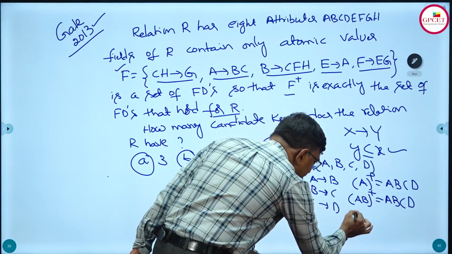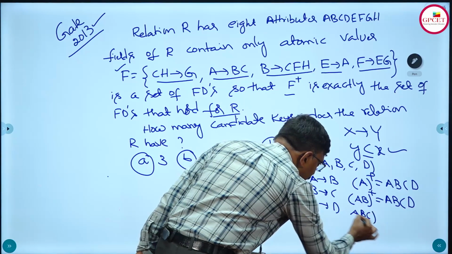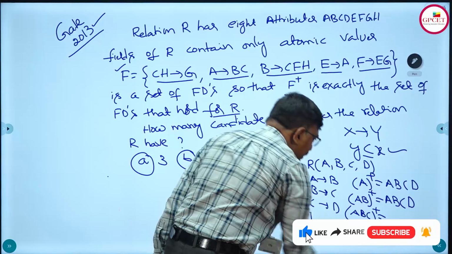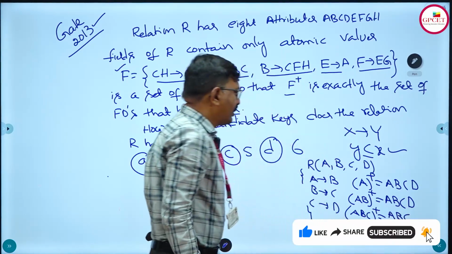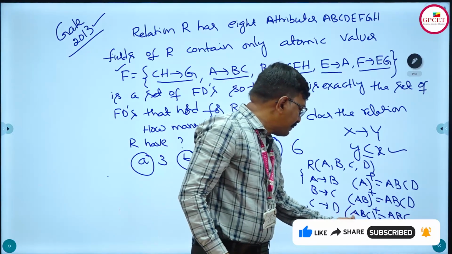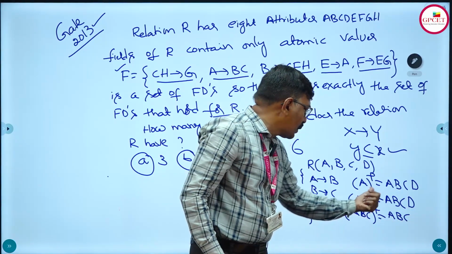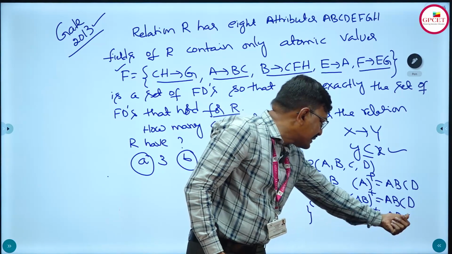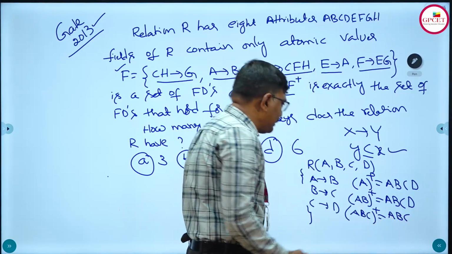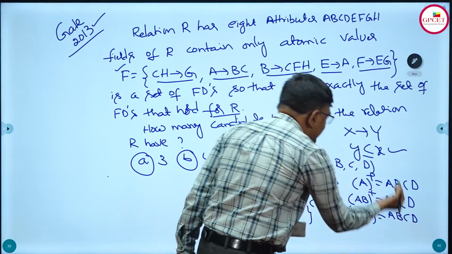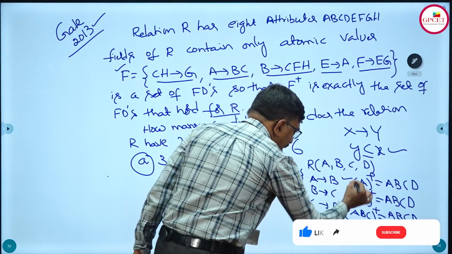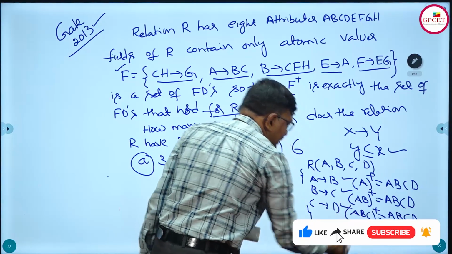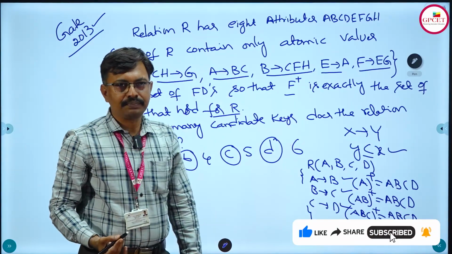And next, ABC closure. What is the ABC closure? By the reflexive property, we can simply write ABC first. AB closure, you write AB, then ABC. C derives D. You can get the original relation A, B, C, D. That's why A, AB closure, and ABC closure are super keys.